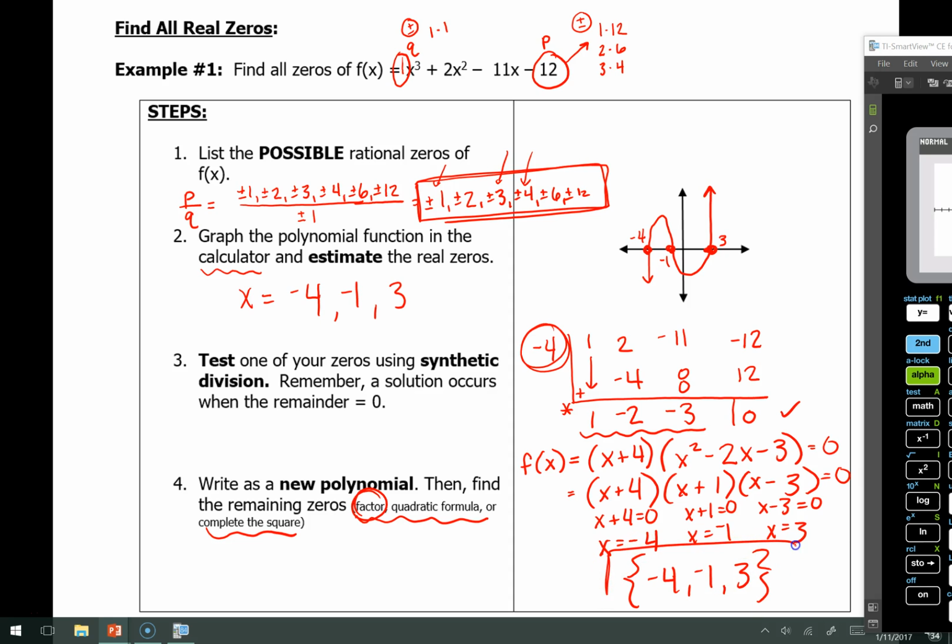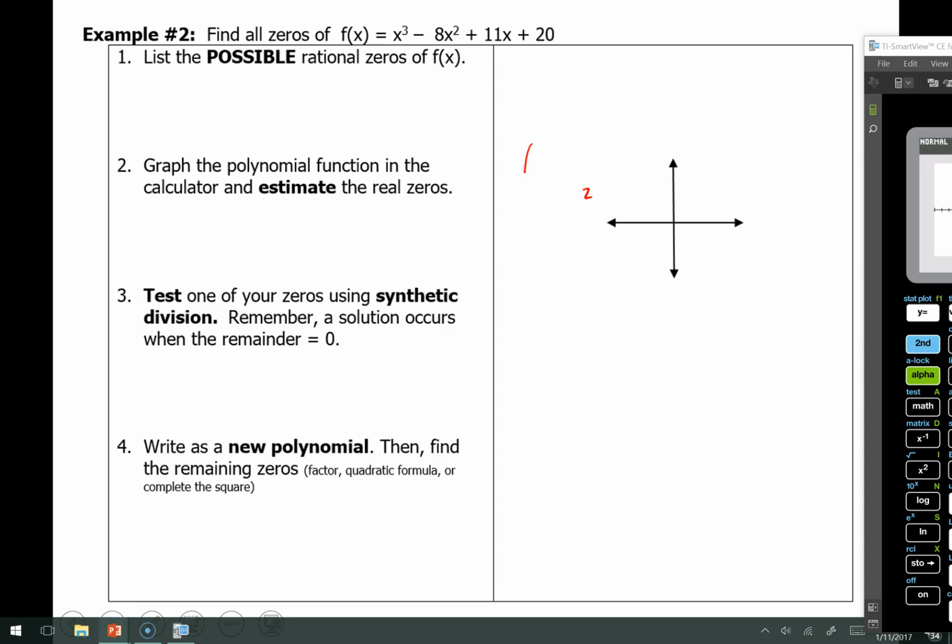And notice here that those zeros match what my estimate was up here a moment ago. Okay, let's do another example so that you can see everything worked through again. We have a polynomial function here, and we need to find all of the x-intercepts, all of the zeros. So the first thing we're going to do is use the rational zeros theorem to list out all of the possibilities.